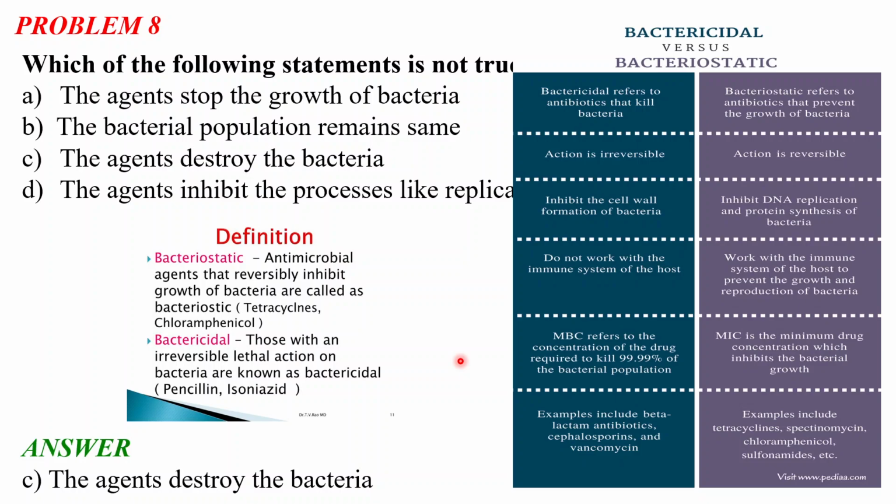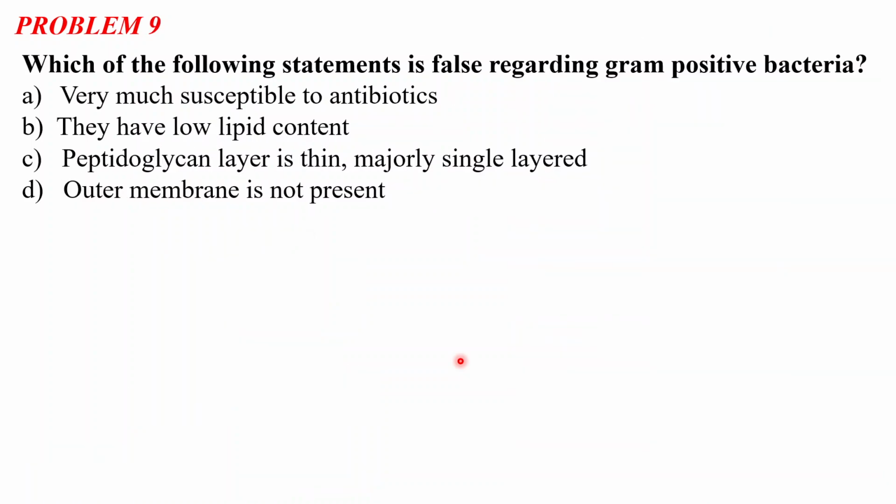So now I will go to the next problem. Problem number 9 says, which of the following statements is false regarding gram positive bacteria? Your options are: A, very much susceptible to antibiotics; B, they have a low lipid content; C, peptidoglycan layer is thin, majorly single layer; and D, outer membrane is not present. Again, I will repeat: A, they are very much susceptible to antibiotics; B, they have a low lipid content; C, their peptidoglycan layer is thin and majorly single layer; and D, outer membrane is not present in case of gram positive bacteria. Which of the following statements is false?